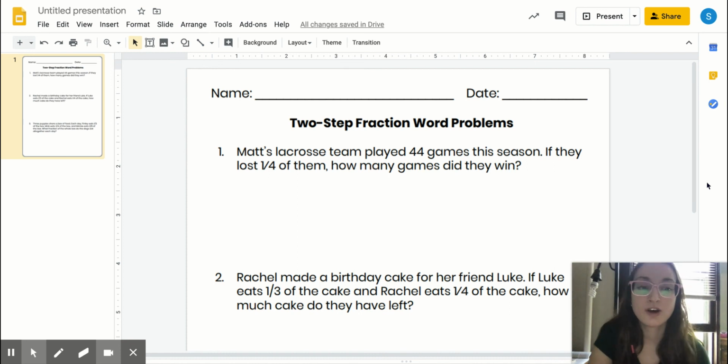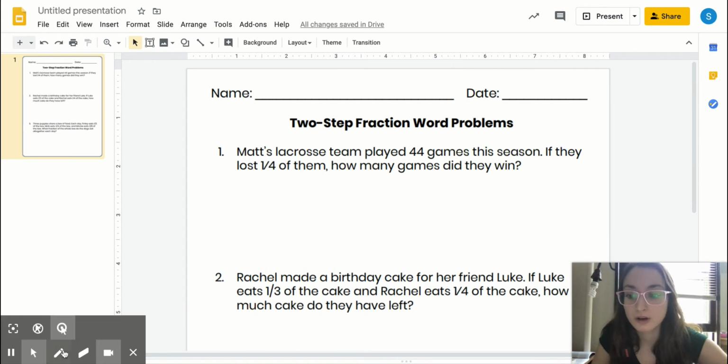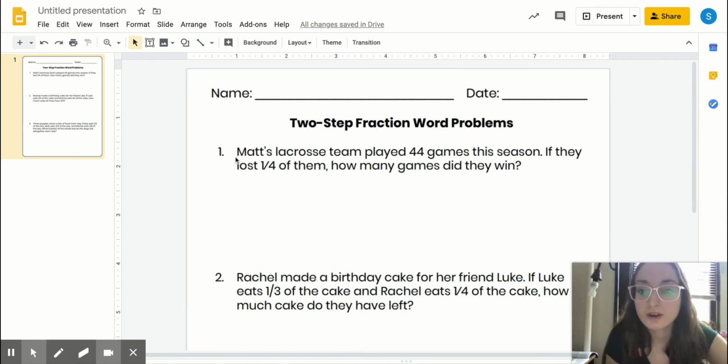Hey friends, so today we're working on some two-step fraction word problems, which we've been working on. And I wanted to show you my thinking and my work for the first problem. So let's go ahead and read it.